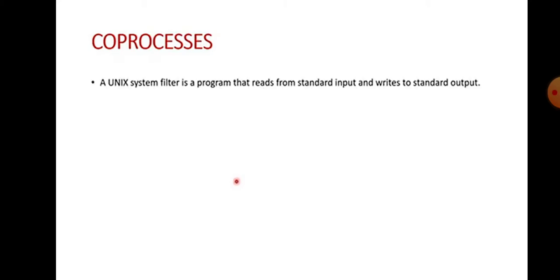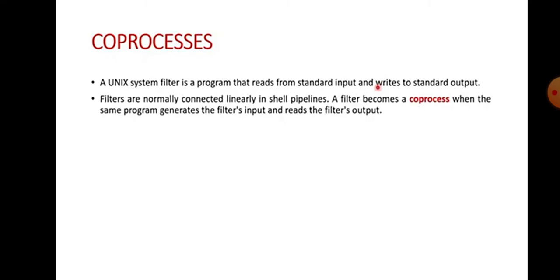The last topic for this particular session is coprocess. Let us see what exactly a coprocess is. A Unix filter is a program that reads from the standard input and writes to the standard output. Such filters are normally connected linearly in shell pipelines. When I talk about a filter, I am talking about grep, sed, awk; all these are Unix filters.